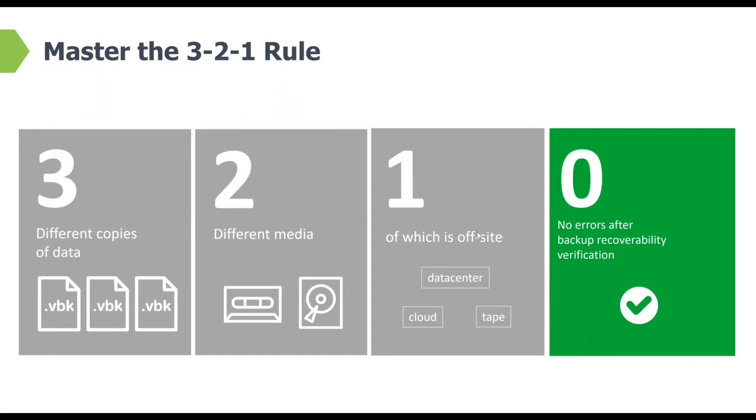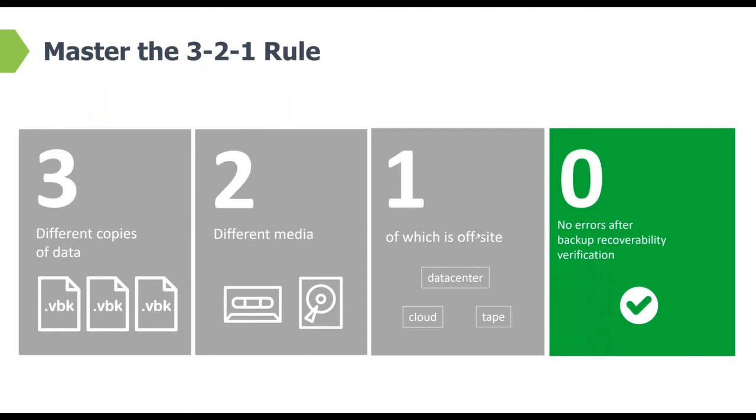So you have 3 different copies of your data. In this particular case, they're going to be VBK files, which is basically active full backups of that data. Now we have 2 different types of media, whether that's some type of spinning disk and tape, or higher end spinning disk like SSD, NVMe drives, and then having one offsite. And William touched right on this, having an immutable repository offsite is also mission critical to this.